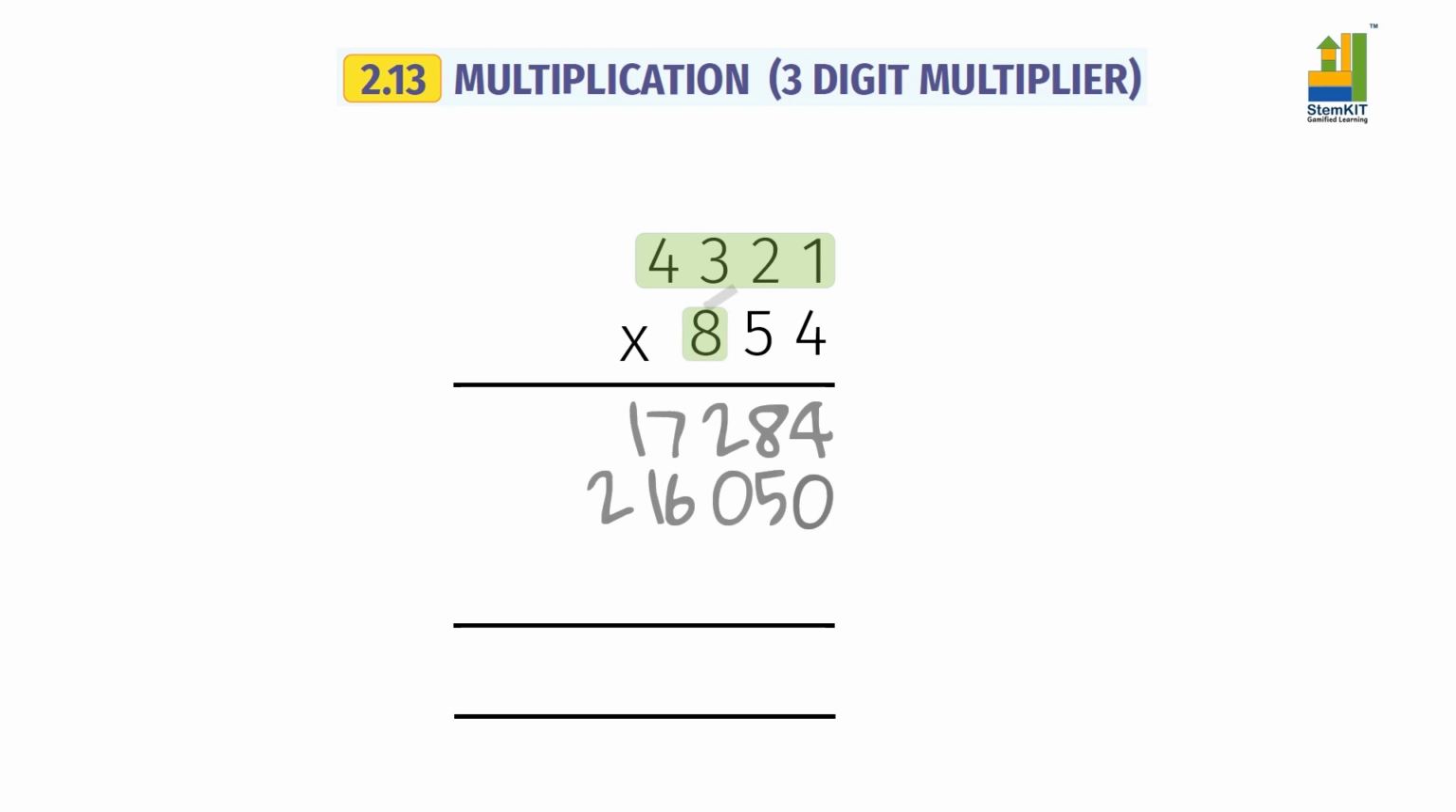Multiplying with hundreds digit of multiplier. Insert 2 zeros. 4,321 into 8 equals 34,568.